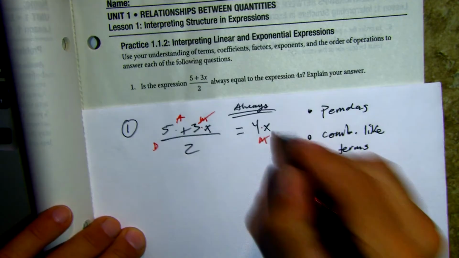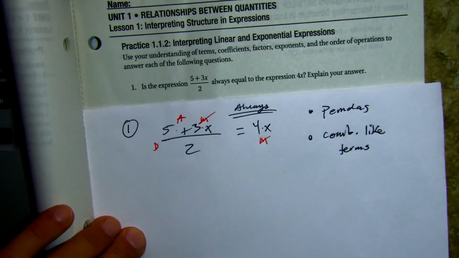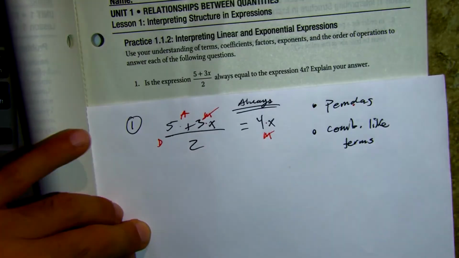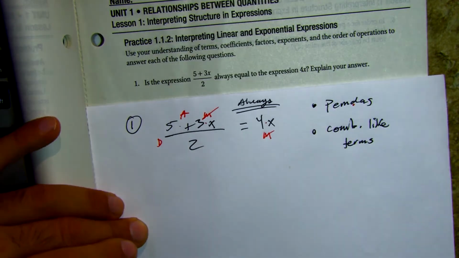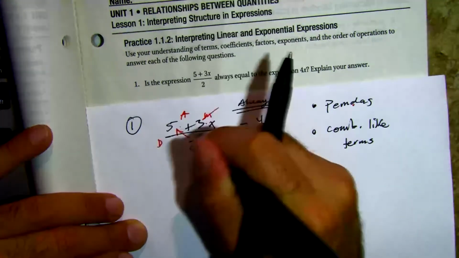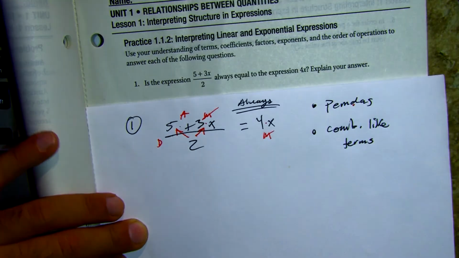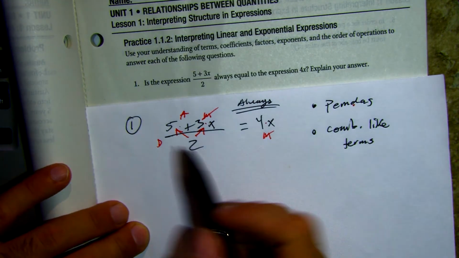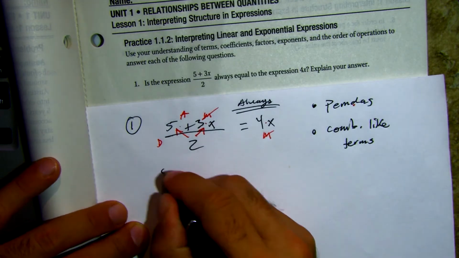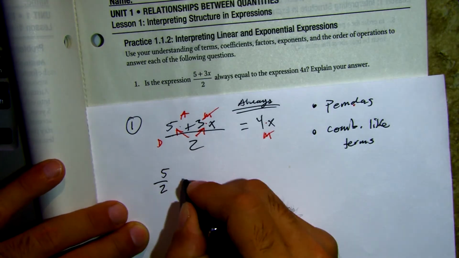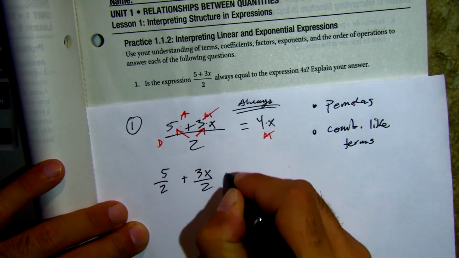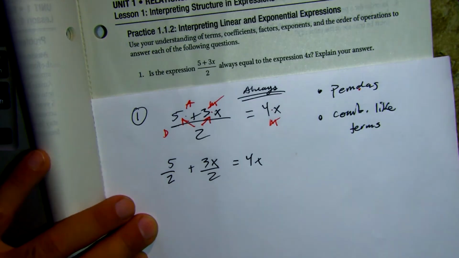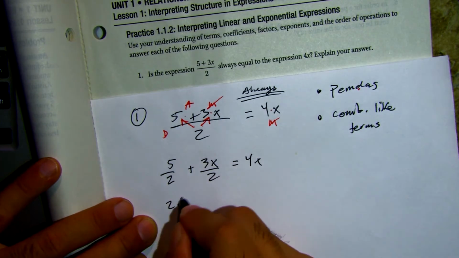Now, looking at the next thing, we would do division. And this is something that you may not know, but this too can be divided into both of those terms. When we have a fraction, it's all divided by 2, and we can divide each of the numerator terms by 2. So watch. 5 over 2 plus 3x over 2, we're seeing, does that equal 4x? And we can reduce even further. Half of 5 is 2.5. Half of 3x is 1.5x. And we're still seeing, does that always equal this?